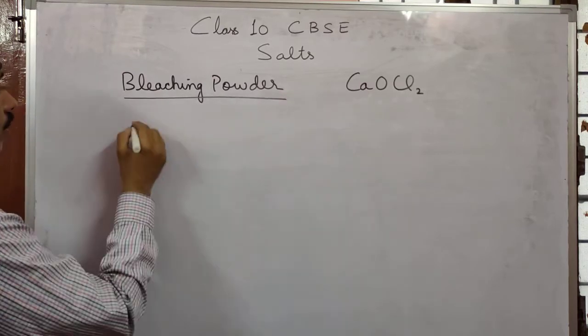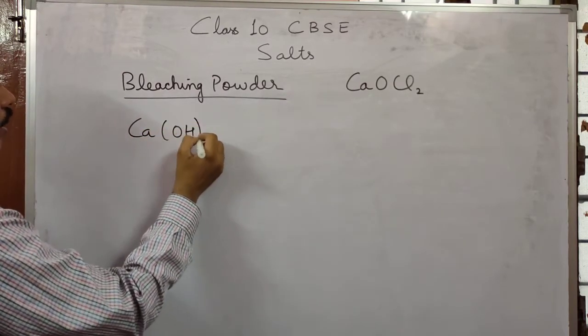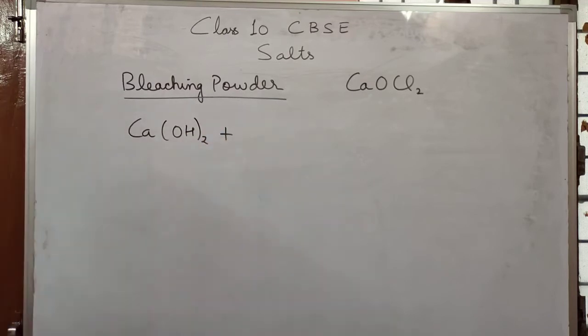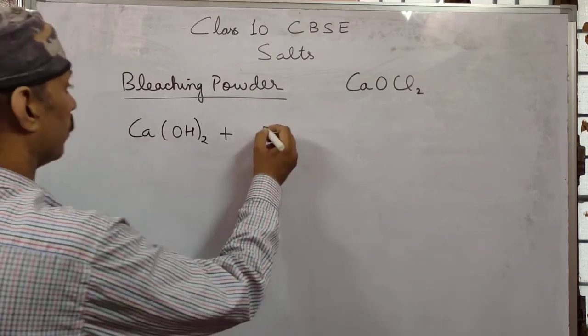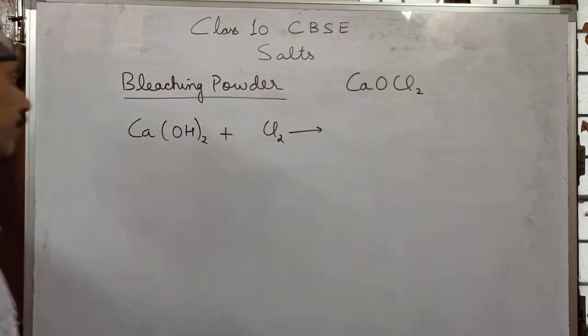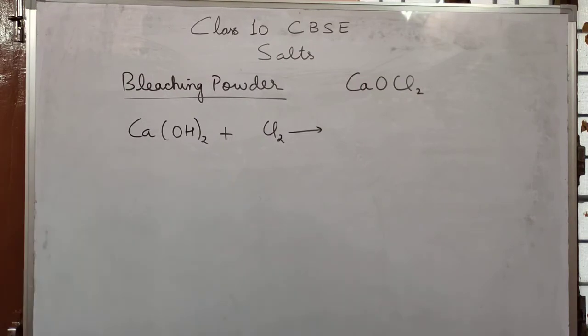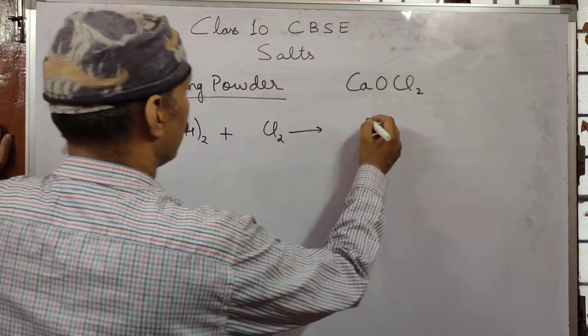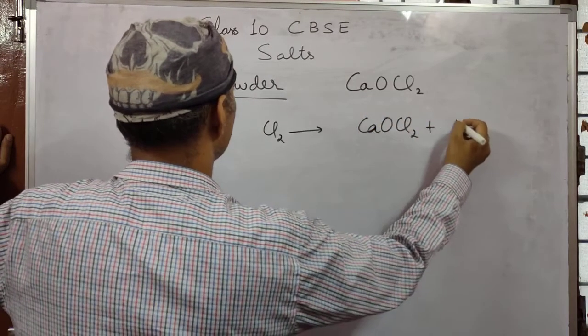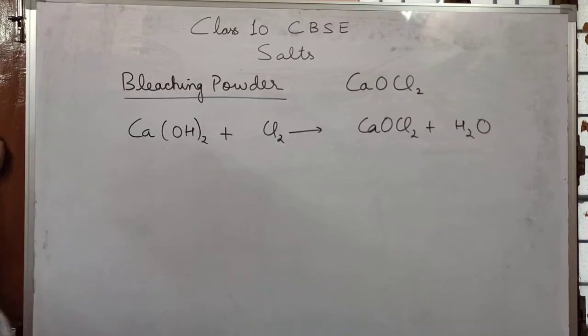How can this be prepared? Now, react calcium hydroxide with chlorine gas. Yes, of course, you can get a lot of salts here. So, let us see, CaOCl2 plus H2O. Try to balance this one. Yes, children, try to balance this one. I think this is already balanced.